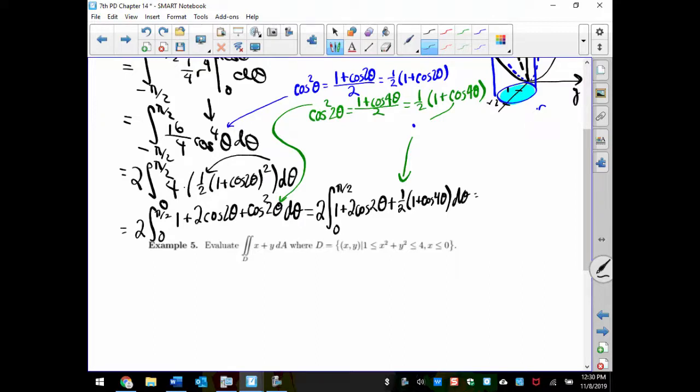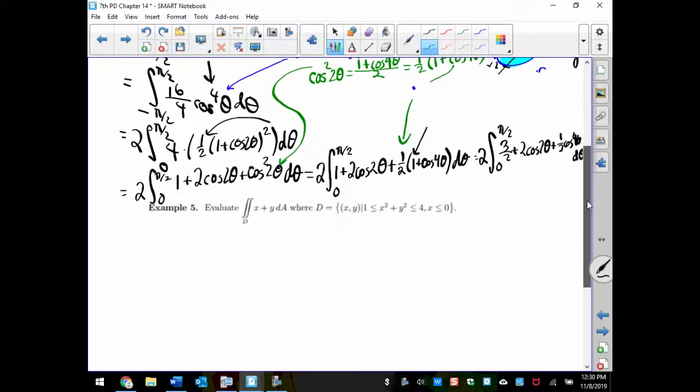Let's simplify it. We'll bring the constants together. That's going to be 3 over 2 because of this 1/2. And then plus 2 cosine 2 theta plus 1/2 cosine 4 theta, d theta. And now we can finally do the antiderivative.